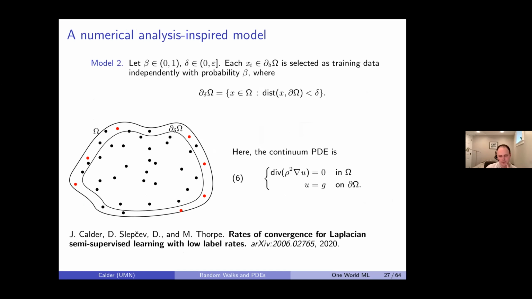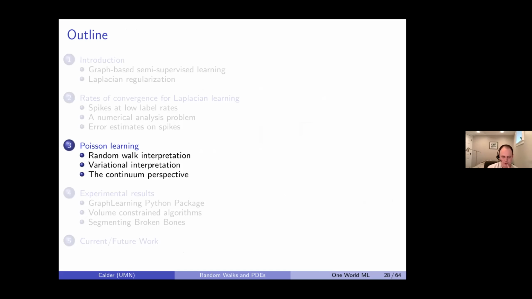There's a second model we looked at in our paper, which I won't talk about too much here, where you sample the labeled points only in a tube around the boundary, and your continuum problem is just the weighted Laplacian is 0 with Dirichlet boundary conditions. And you have the same kind of label rate restriction showing up. So, now that we know the exact label rate at which I can use Laplacian learning, we should look at the problem of what if I want to do learning on graphs at much lower label rates, where I'm going to see these spikes forming.